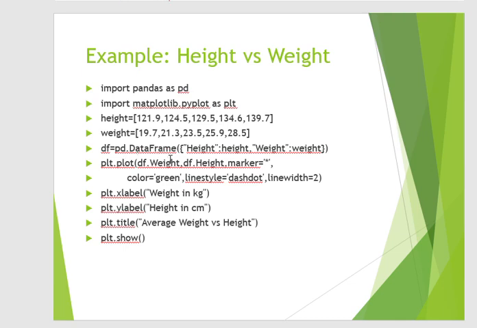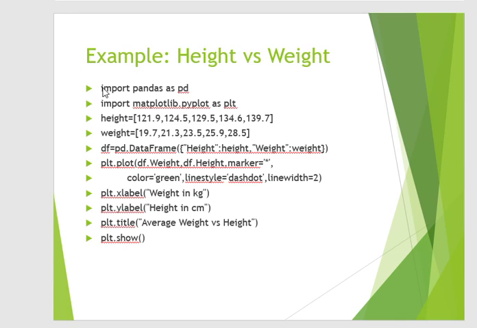This is from the previous chapter. We can go with the height. This is the heading which will be coming, and we are using height as the list here, and weight as the list. Now I'm plotting weight against height, and I'm using marker as star. I want color as green, line style as dash dot, and line width as 2. We are using weight in kgs, and height in centimeters, and the title as average weight versus height.